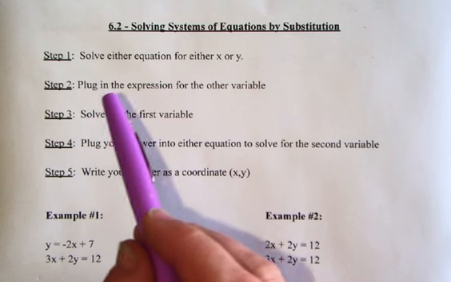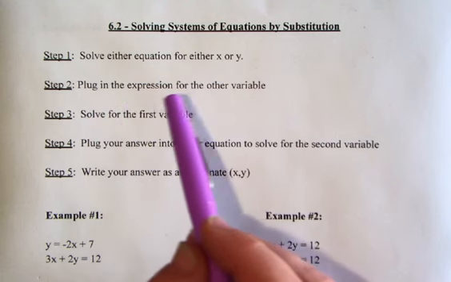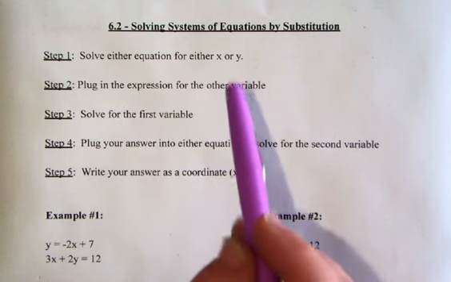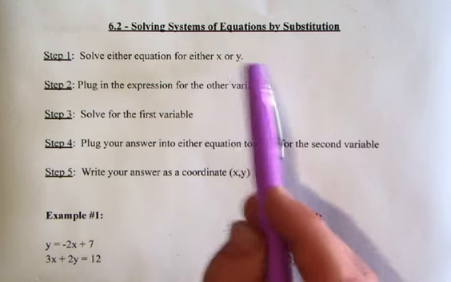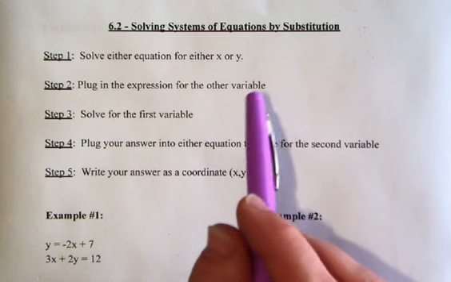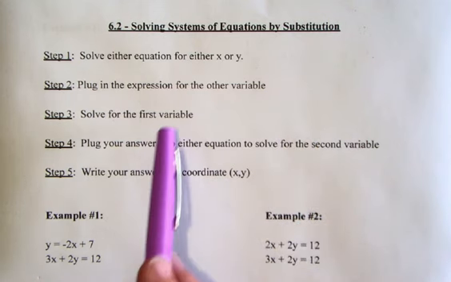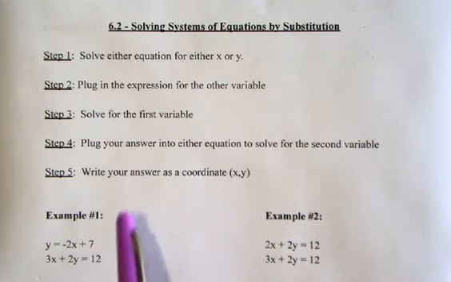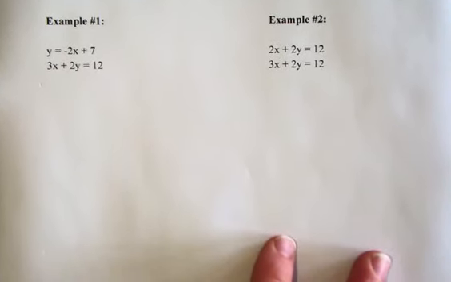Step two is going to be to plug in the expression for the other variable. So let's say we solve for x, we plug in whatever we get for x into the other equation. You're going to solve for that first variable, then you're going to plug your answer into either equation to solve for the second variable. Finally, you're going to write your answer as a coordinate, which is x comma y. Now that's kind of vague and hard to understand if we're not doing it. So let's just jump in. We're going to do 4 examples, which are going to pretty clearly show you how to do this.